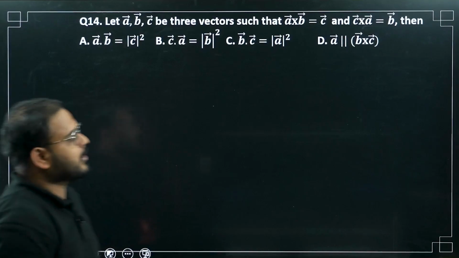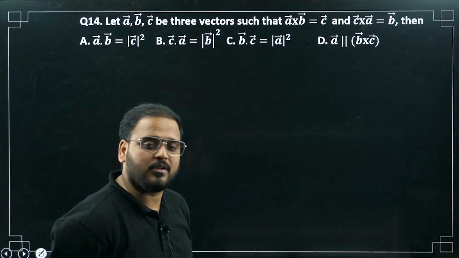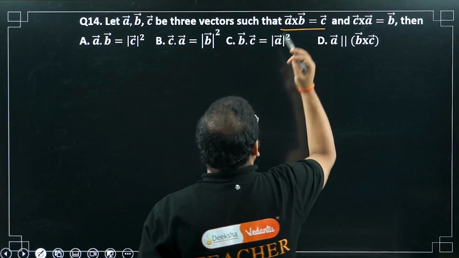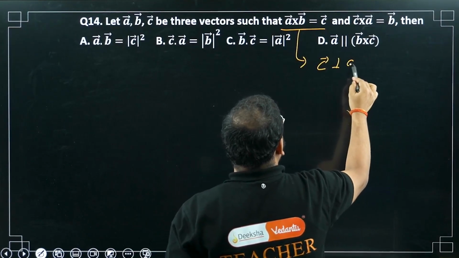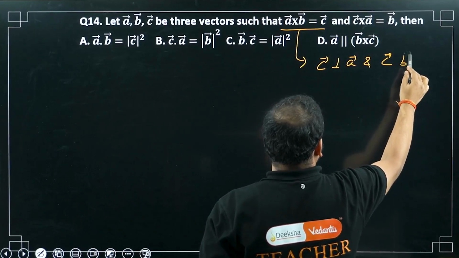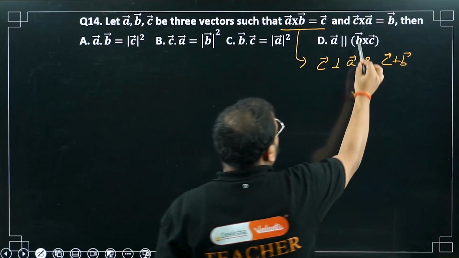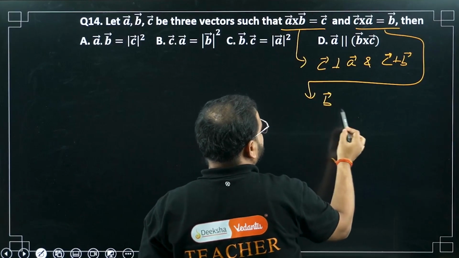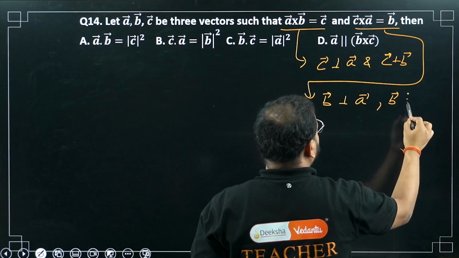Question number 14. An excellent question. Again, you don't need to use your pen and paper to solve this. Just your mind is enough. Please have a look. A cross B equals C means what? From here you can say C is perpendicular to A and C is perpendicular to B. And from this part, you can say that B, same way, is perpendicular to A, and B is perpendicular to C again.